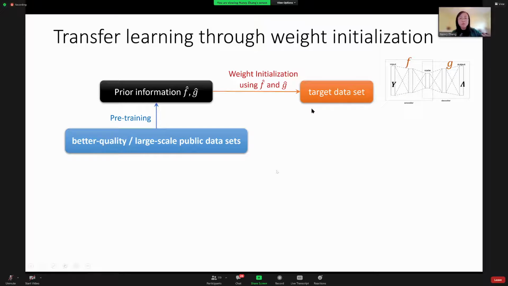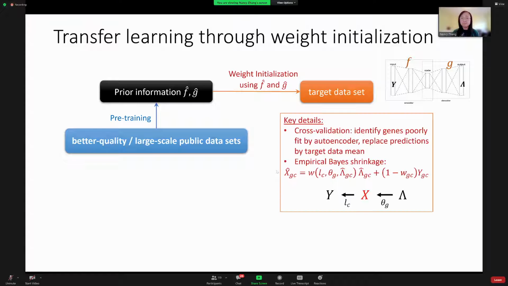Okay, so in that way, the public data sets are providing you prior information for your data, but this prior information is used in a very different way than traditional Bayesian inference. In the target data, instead of starting from a completely random initialization, you start with the values of the weights you got from training on the public data sets.